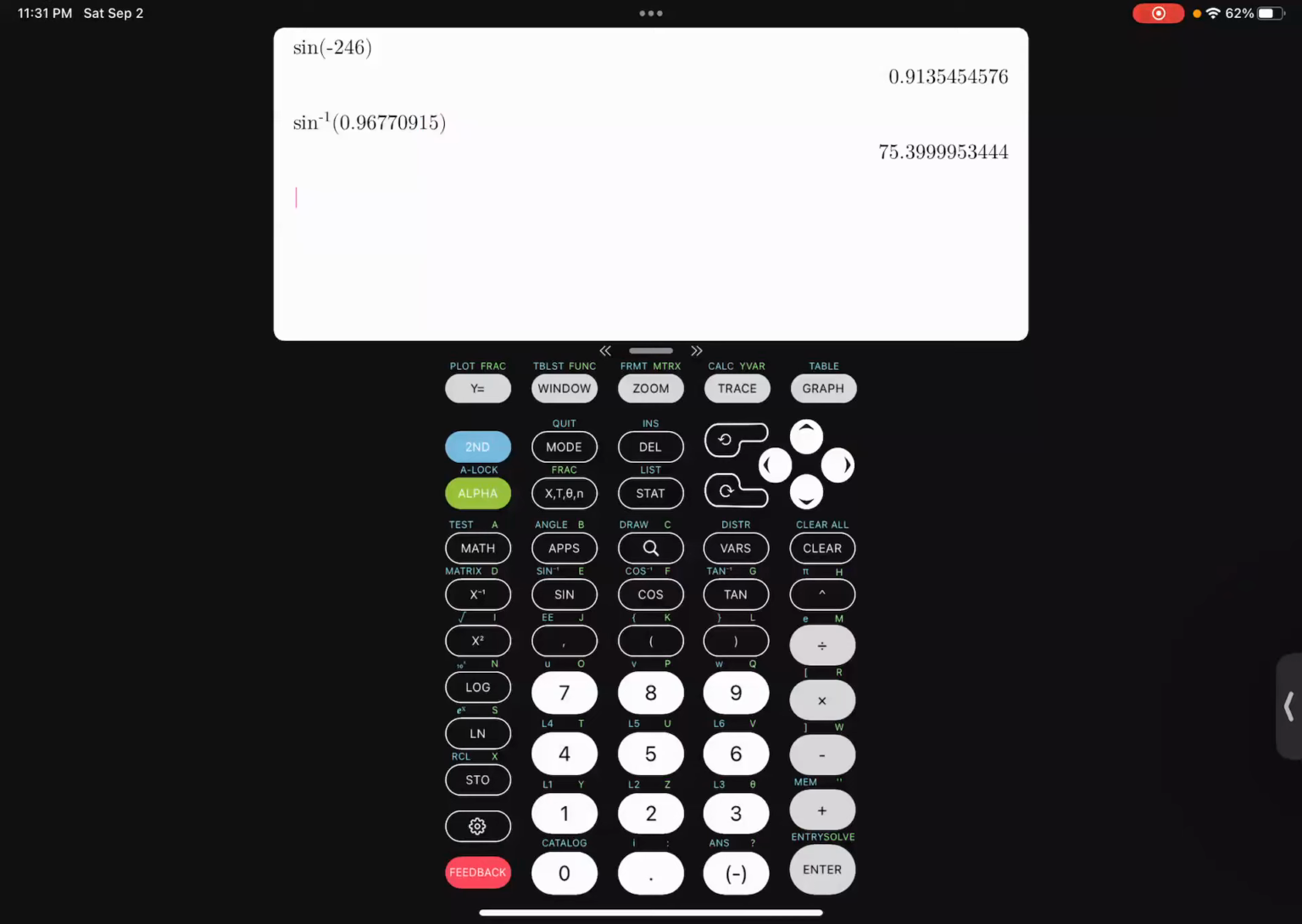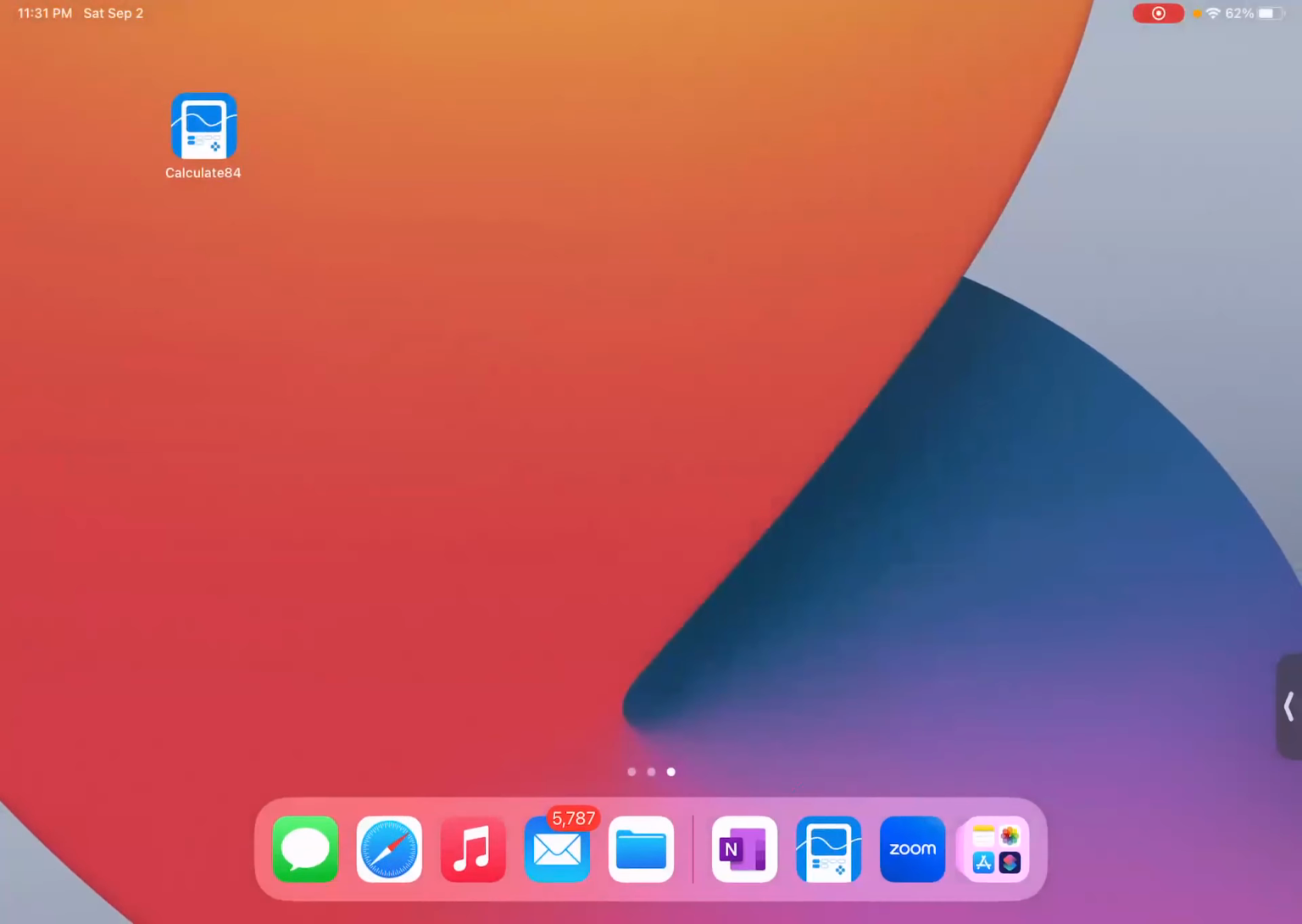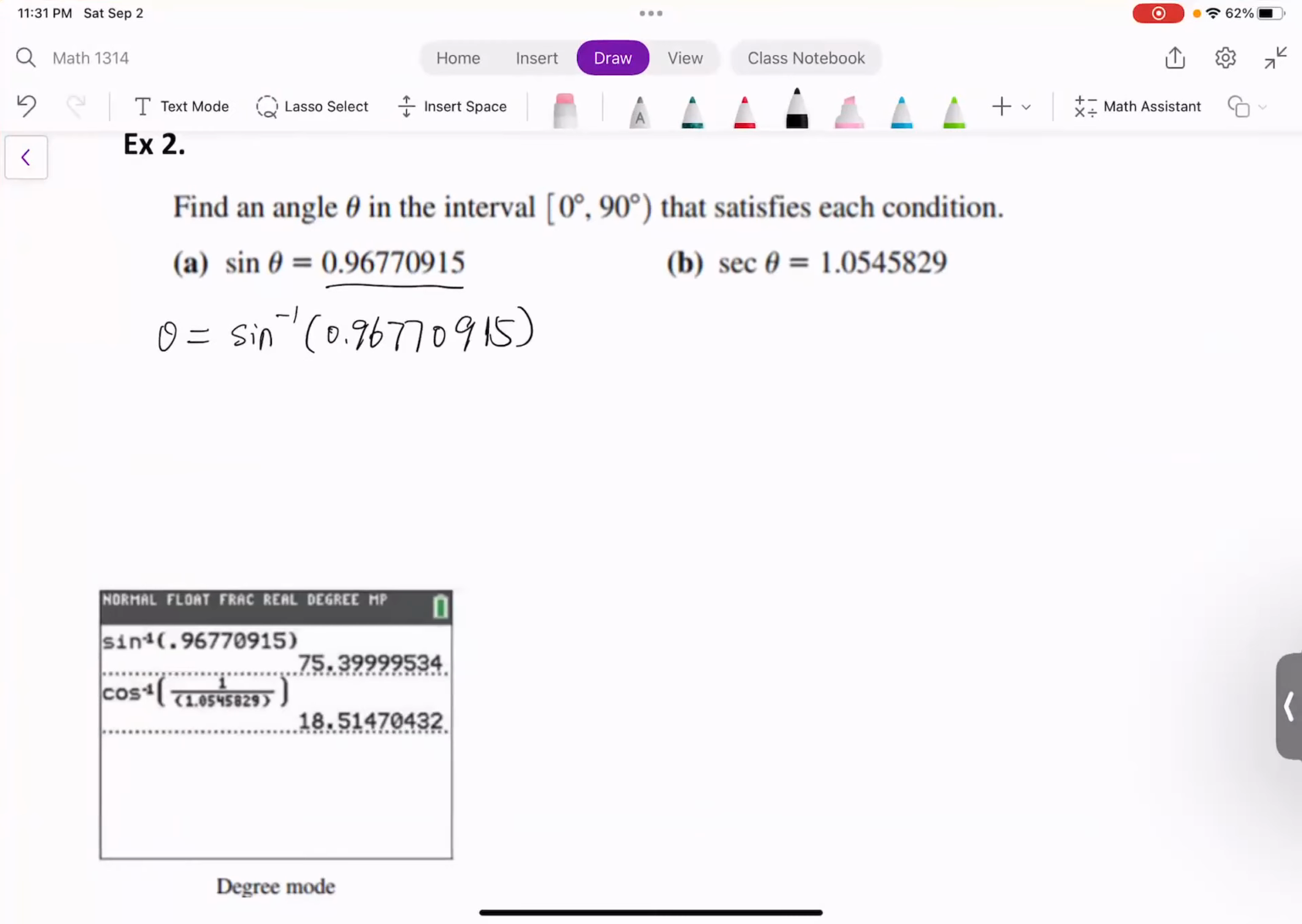So this is a degree, because the output of the inverse trig function is an angle, and this is in degree mode, so this is a degree. All right, this is the angle. Let's put the number here. So I'm having 75.39999, not a good looking 9, 53444 degrees. So they gave us the data here.